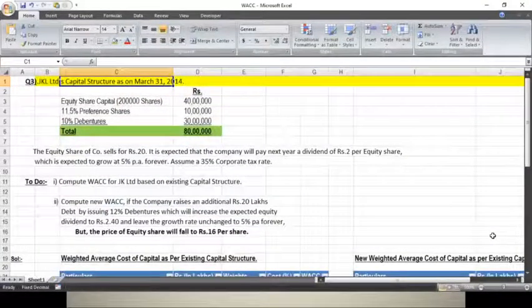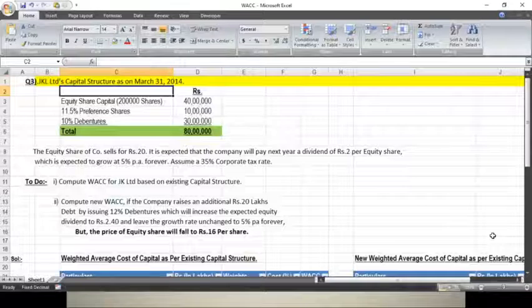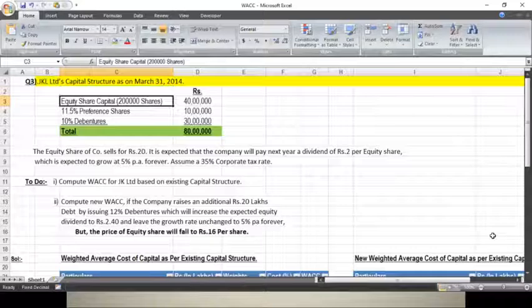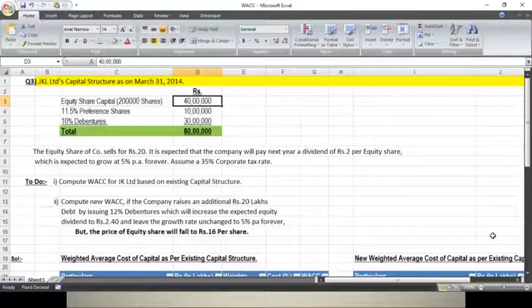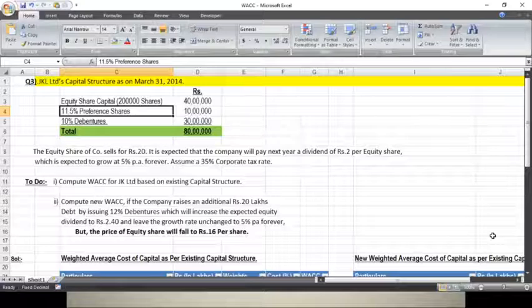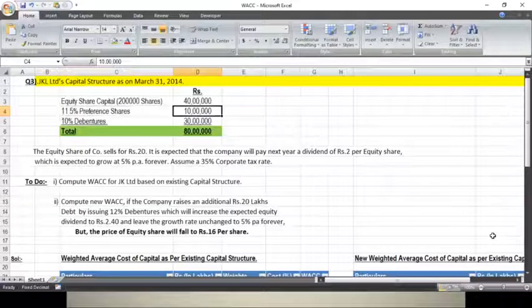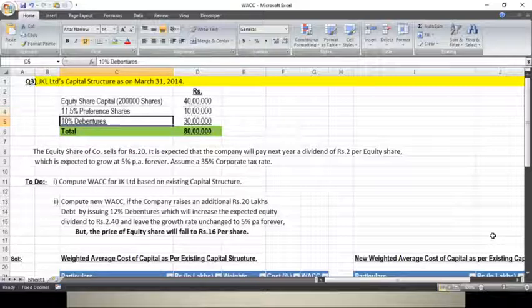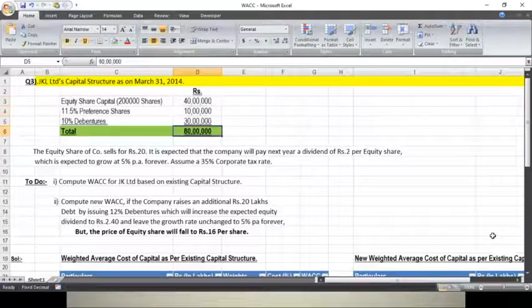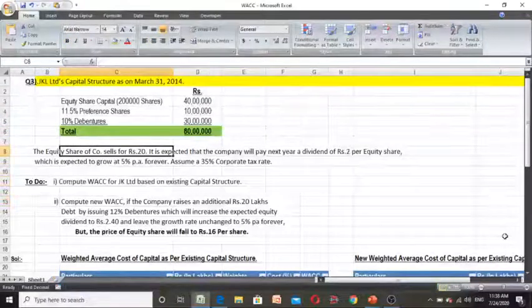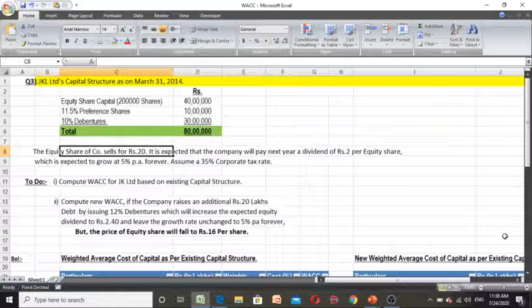Here we go. So the question says that the JKL Limited's capital structure as on March 31, 2014 is as follows. The capital structure of this company consists of equity shares, which is nothing but the equity share capital, and they have raised 2 lakh equity shares, for which they have accounted 40 lakh rupees in the capital structure. Then the capital structure also consists of 11.5% preference shares of 10 lakh. And it also consists of 10% debentures of 30 lakhs, and totaling all these three figures comes out to be 80 lakhs.